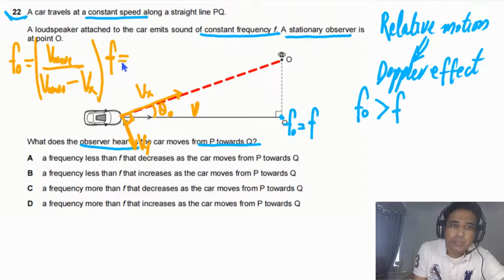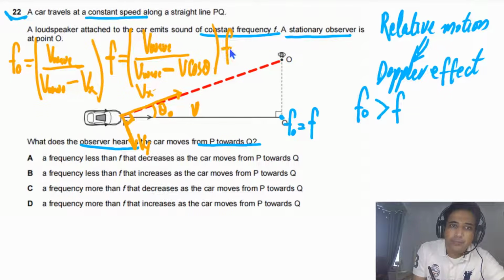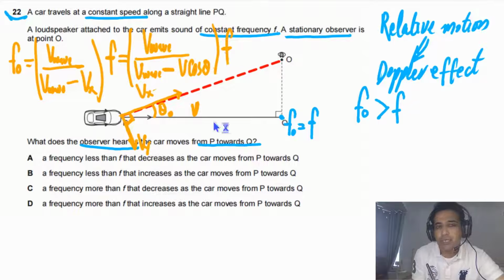So this component has to be Vx, multiplied by the frequency of the source. So we can rewrite this formula. This is the speed of the wave divided by the speed of the wave in the medium, minus Vx, which is V cosine of theta, because Vx is equal to V cosine theta, multiplied by the frequency of sound produced by the source.